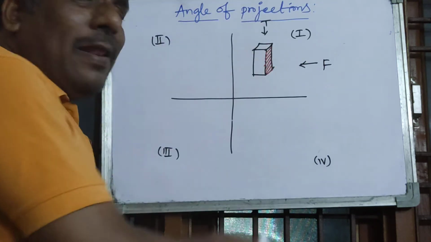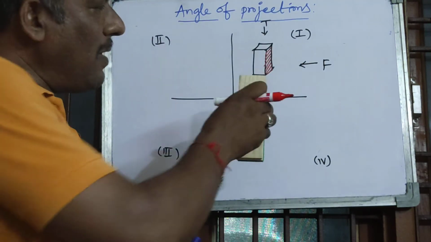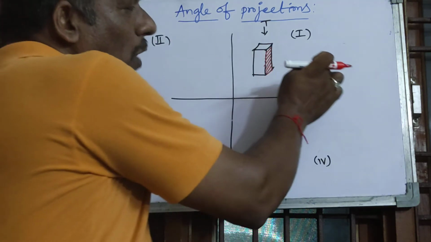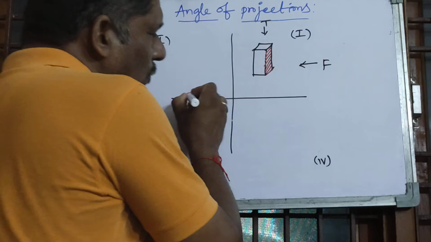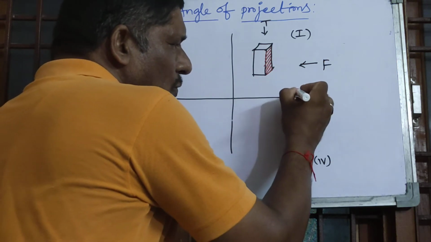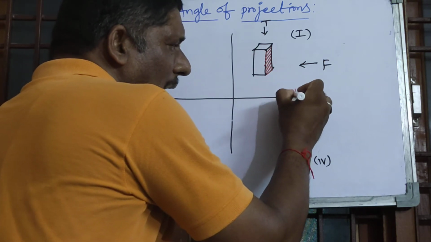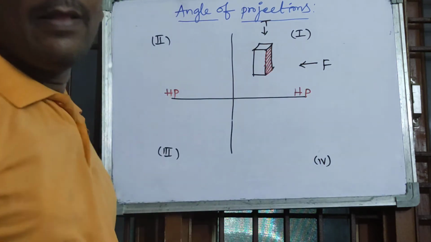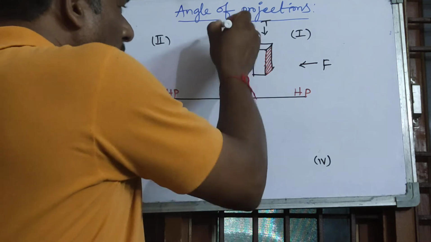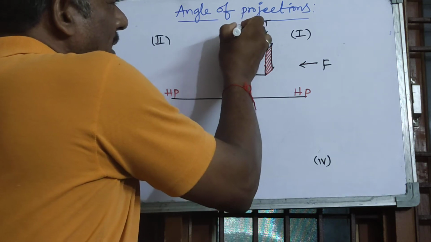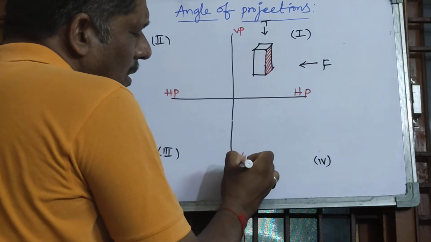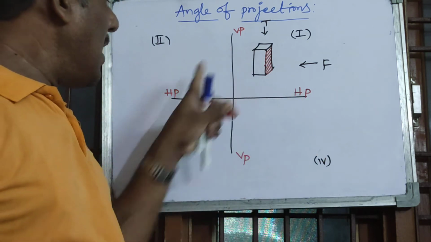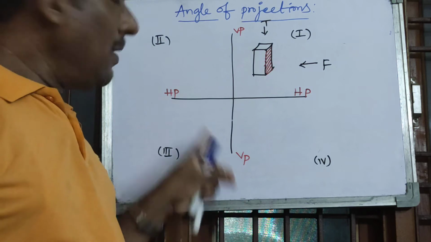Which is the vertical plane? The board is the vertical plane, because it is vertical, so we call it the vertical plane. The front view falls on the vertical plane. Assume this is horizontal, so this is the horizontal plane, HP. And this is vertical, so this is the vertical plane, VP. So this is the horizontal plane and this is the vertical plane.